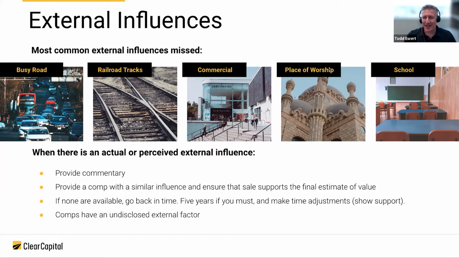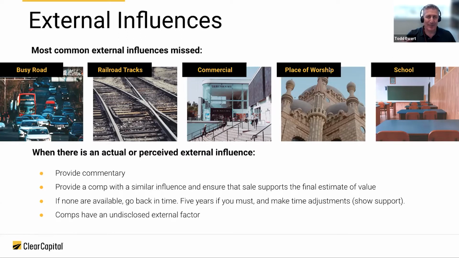External influences are our next topic, and although this is not specific to FHA, it still does come up very, very often with FHA reports. Just like conventional loans, when there is some type of external influence, either positive or negative, but particularly negative, as we can see here, busy road, railroad tracks, commercial influences, places of worship, and schools. I would add to that more distant influences like airports and landfills. Just keep in mind that the lender is very likely using aerial images and street images, the same ones that you and I have access to.